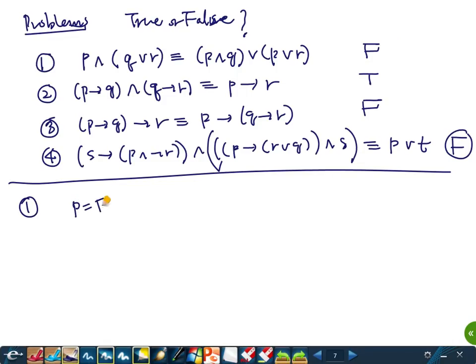P equals F. R equals T. Then, what about Q? Doesn't matter? Okay, let's see. P, F, and true. So it's going to be F. Right-hand side, what is this?